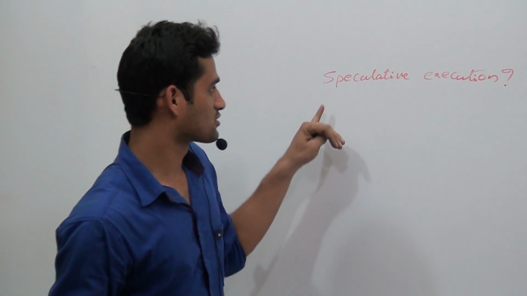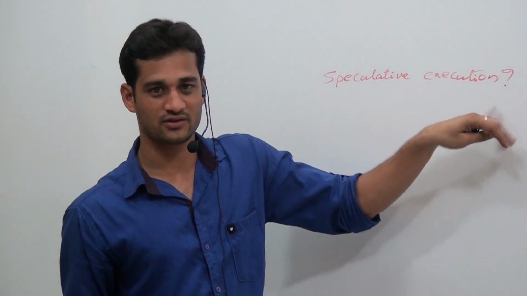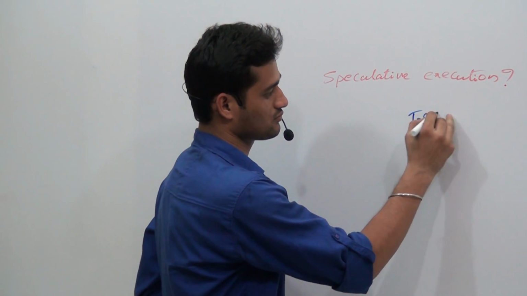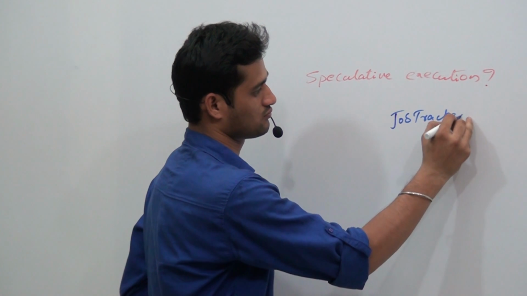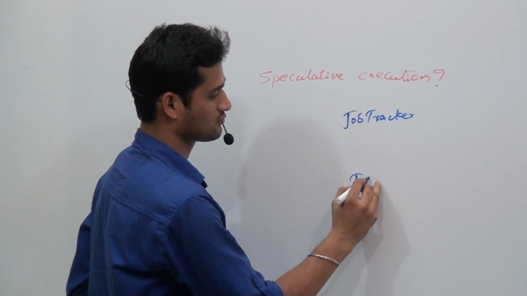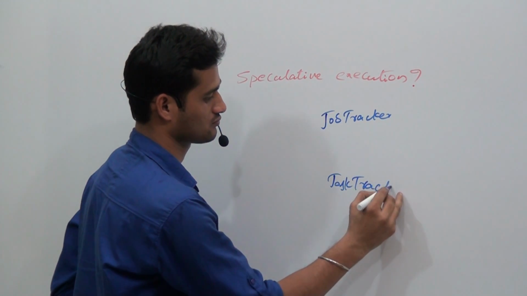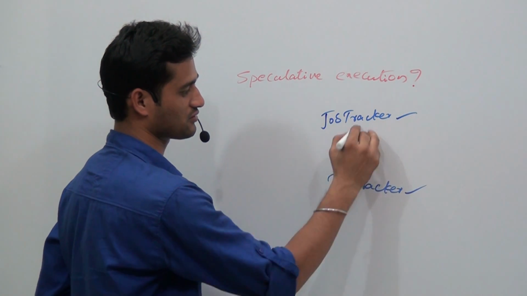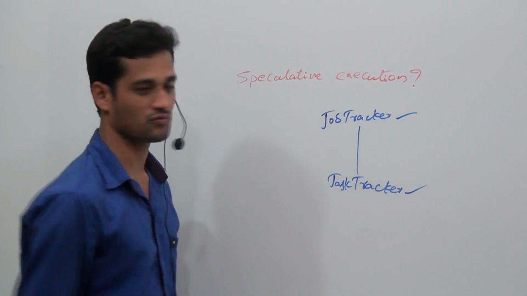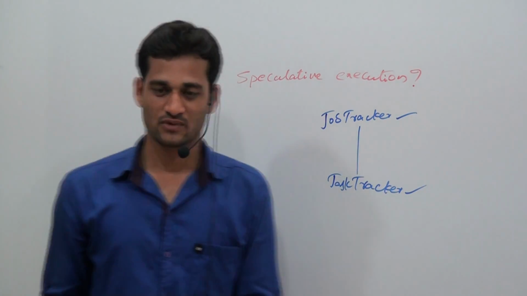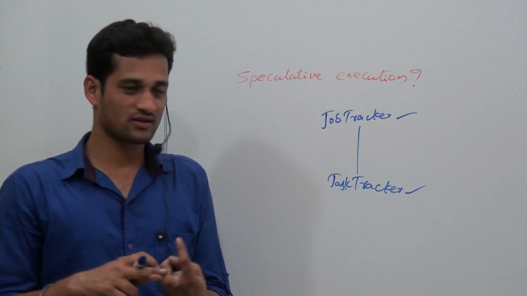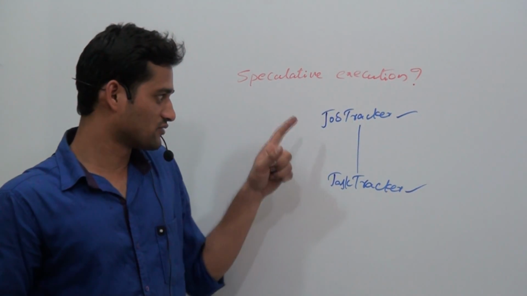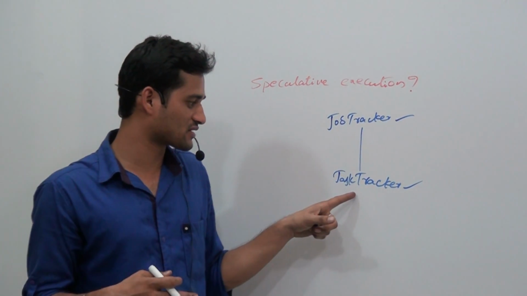Okay, next question. What is speculative execution? Here you have the job tracker and the task tracker. The job tracker is a master service and the task tracker is a slave service. So in HDFS, the name node is a master service and its corresponding slave service is the data node. The job tracker is a master service and its corresponding slave service is the task tracker.